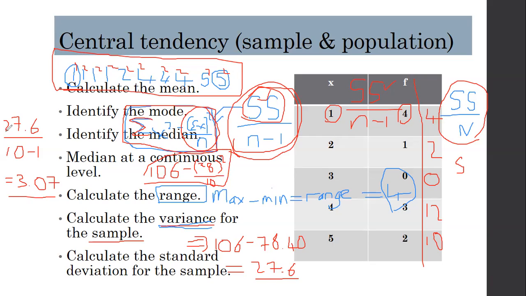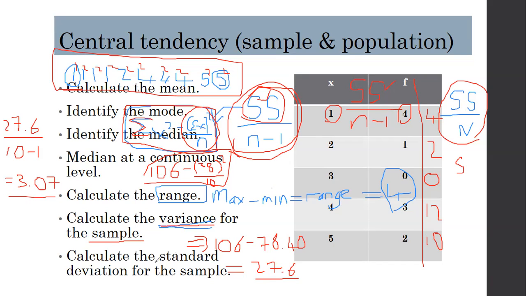So that is why we did this. And then we found 27.6. And then this one is n minus 1, where n is how many participants were in the study. It's actually degrees of freedom. And then we divide by that. So it's 27.6 divided by 9. So the answer is 3.07.